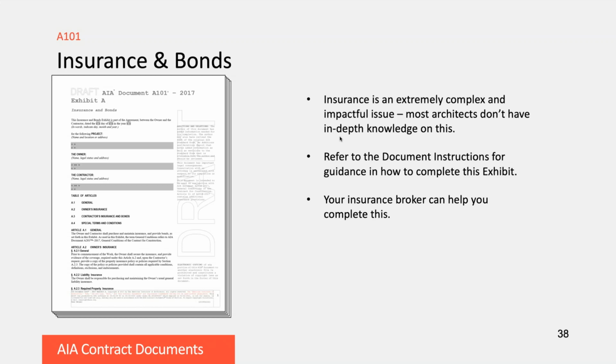This does simplify things quite a bit because you can take this document to your insurance broker, who does have the expertise, or hopefully has the expertise in this issue and how it's going to impact the project. And they can advise the parties directly on what kind of insurance and bonding the project should have. There's also quite a bit of instruction and guidance within the document itself on how to complete the exhibit. Next.